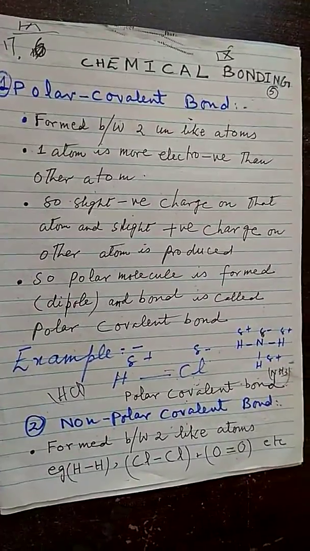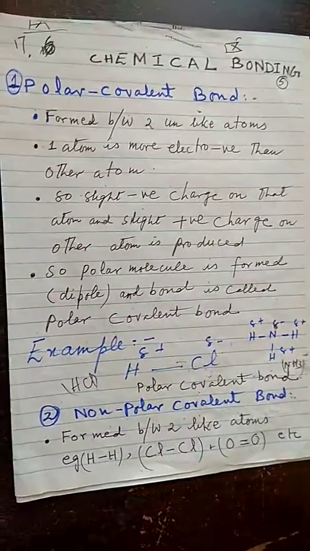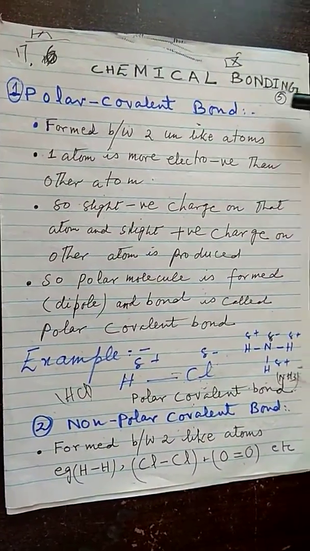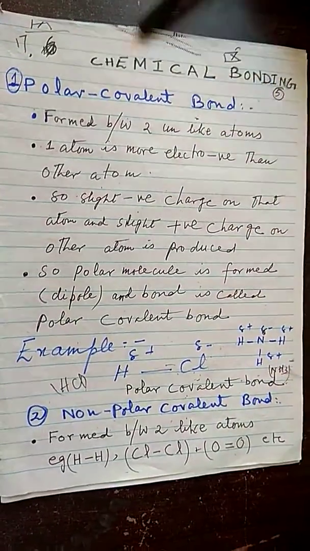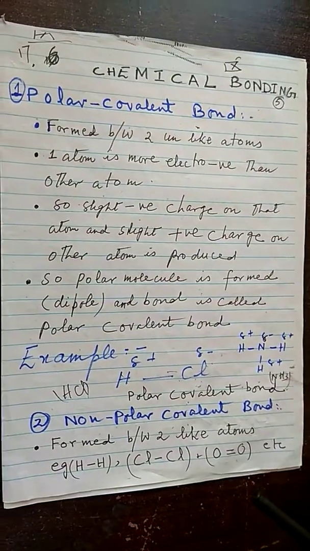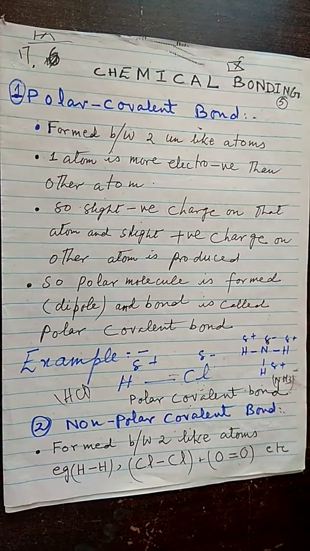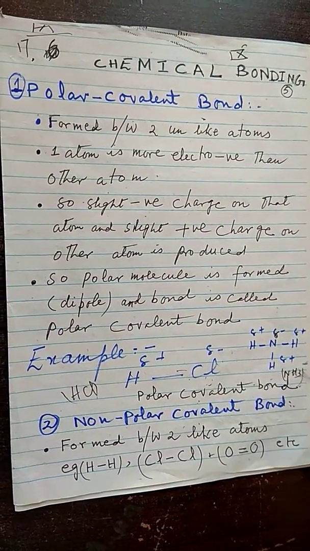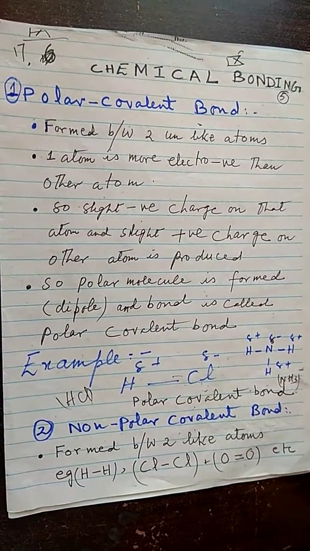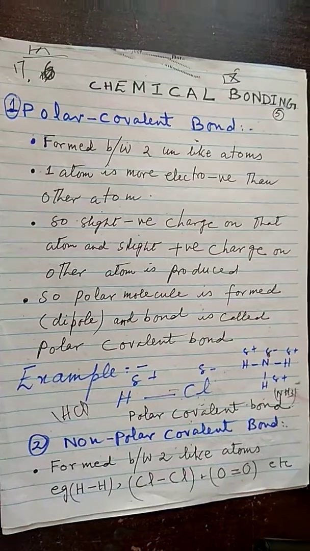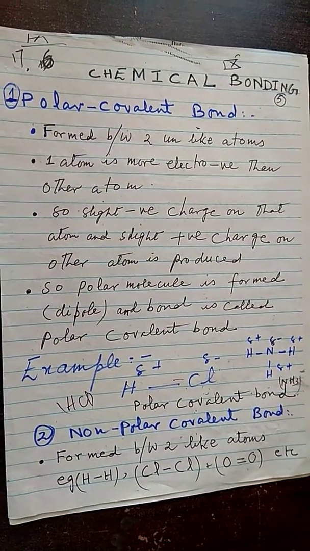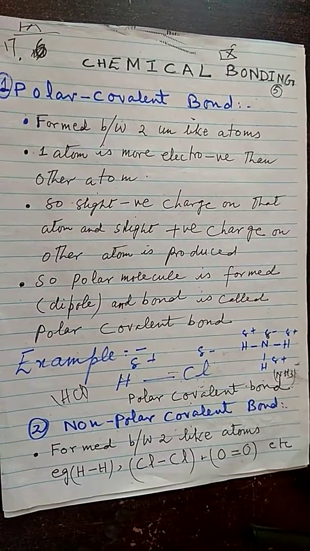Okay, today we will start chapter 5, chemical bonding, but the topic is polar covalent bond. Now what is a polar covalent bond? A polar covalent bond is the bond which is produced between two unlike atoms. Two unlike atoms means the atoms are very different. They are not similar. One atom is more electronegative than the other atom.